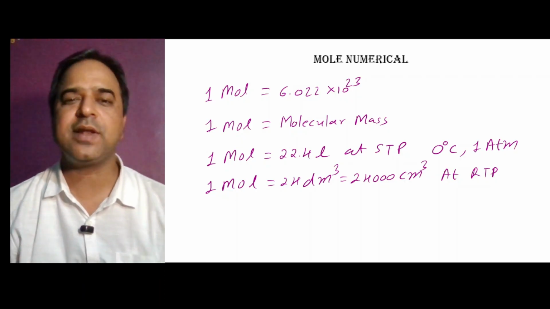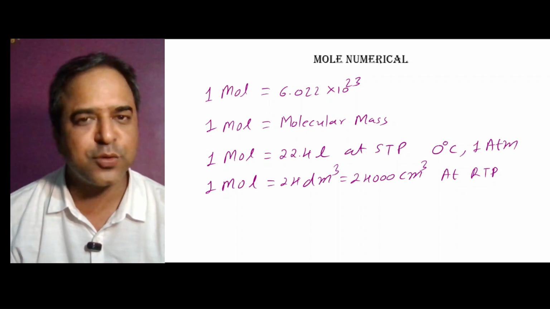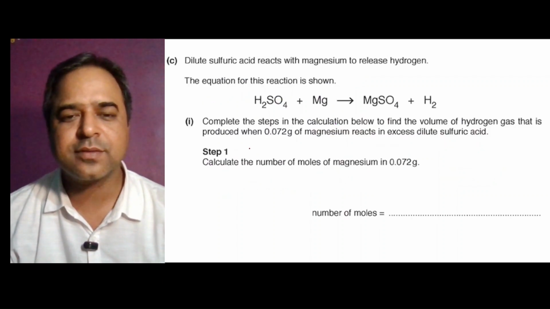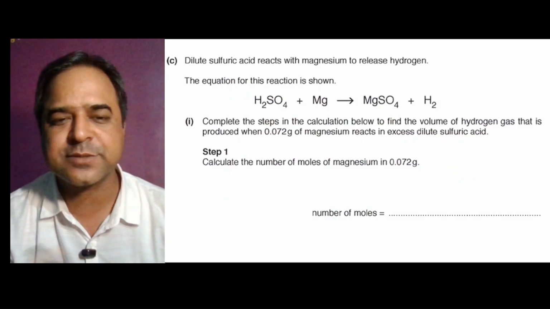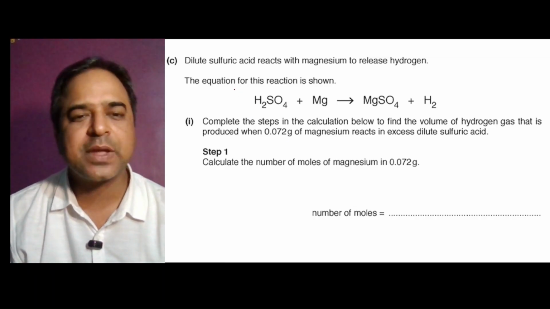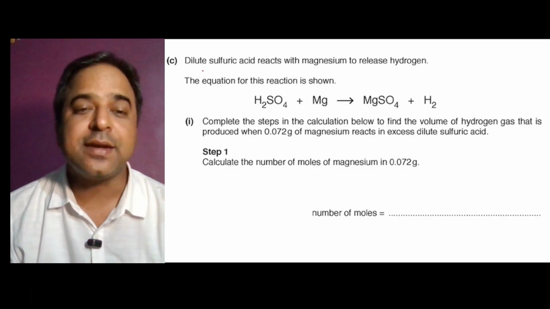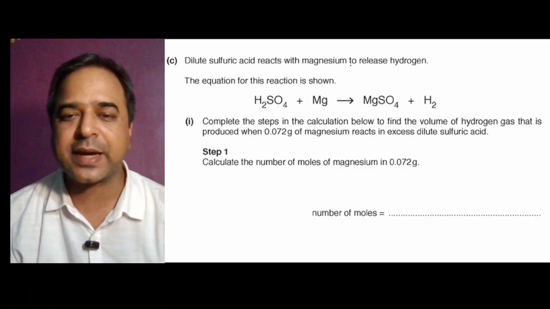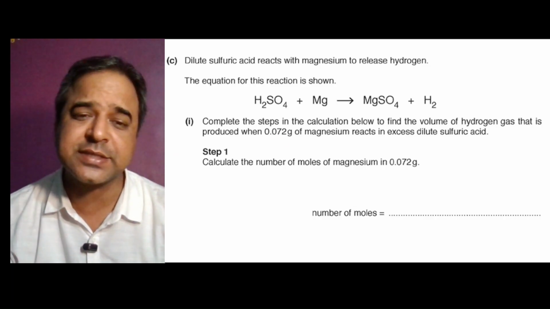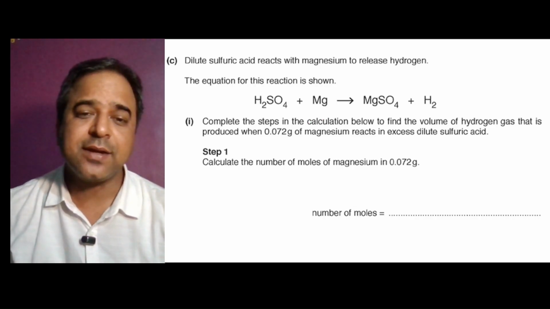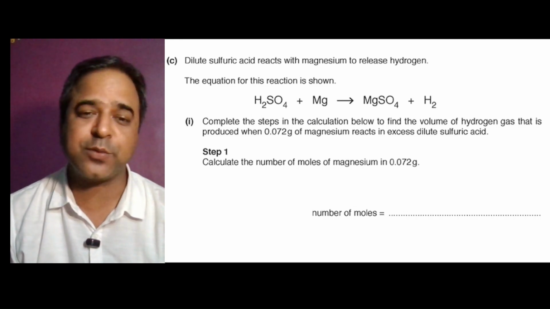So now we will discuss how we can use this concept in numericals. This numerical we have taken from your past papers. You need to read the question properly. Dilute sulfuric acid reacts with magnesium to release hydrogen. Here this equation is given to you. First of all, you need to check whether it is balanced or not. If not, you have to balance it.